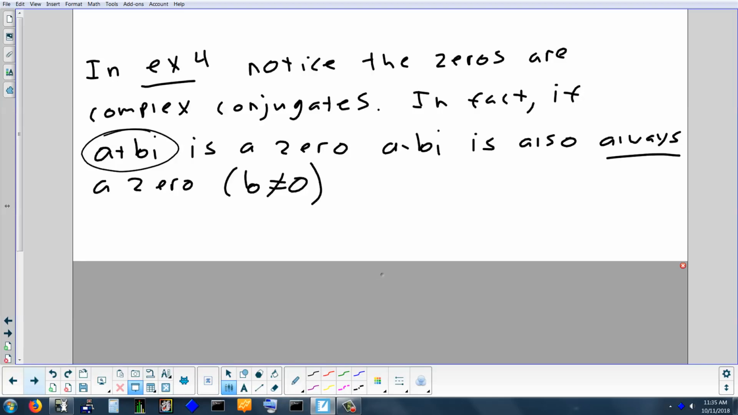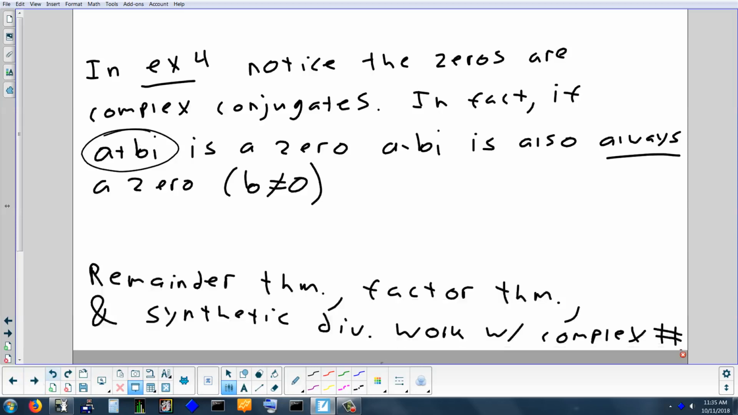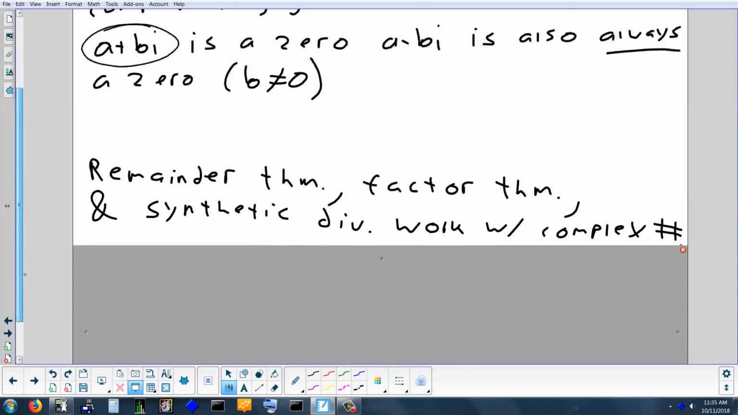And of course, this is assuming that b isn't 0, because if b is 0, you just wipe that part right out. Now you're not dealing with imaginary numbers at all. It's real. So the remainder theorem, the factor theorem, synthetic division, it all still works with complex numbers.